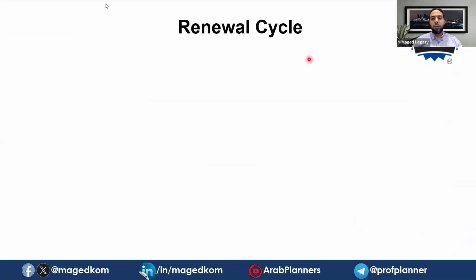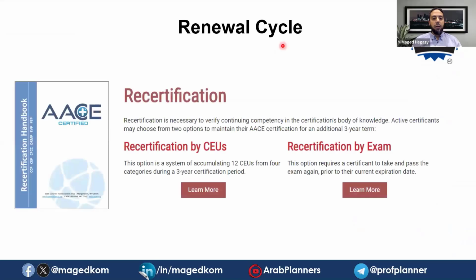After you get the certificate, you need to renew it from time to time. The certificate expires every 3 years, and every 3 years you need to do recertification or renewal of the certification. This renewal cycle can be done by continuous development, like learning units, or by exam. You can go again to the exam.